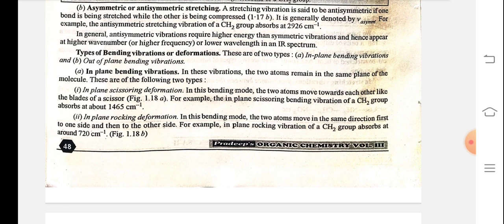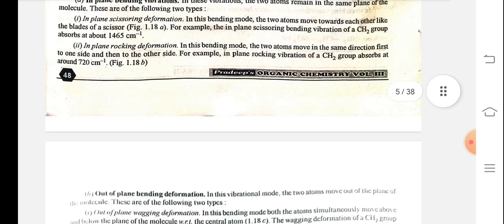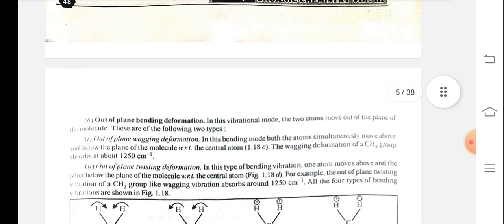In-plane rocking deformation: in this bending mode, the two atoms move in the same direction, first to one side and then to the other side. For example, the in-plane rocking vibration of a CH2 group absorbs at around 720 cm inverse. Out-of-plane bending deformation. In this vibrational mode, the two atoms move out of the plane of the molecule. These are of the following two types. Out-of-plane wagging deformation.